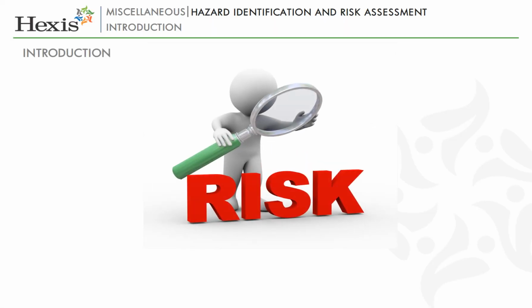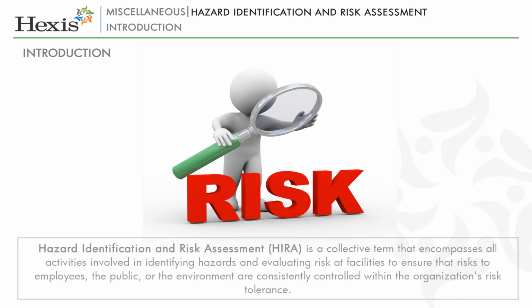What is HIRA and why is it required at any workplace? Let us try to understand. Hazard identification and risk analysis, that is HIRA, is a collective term that encompasses all activities involved in identifying hazards and evaluating risk at facilities throughout their life cycle to ensure that risks to employees, the public, or the environment are consistently controlled within the organization's risk tolerance.